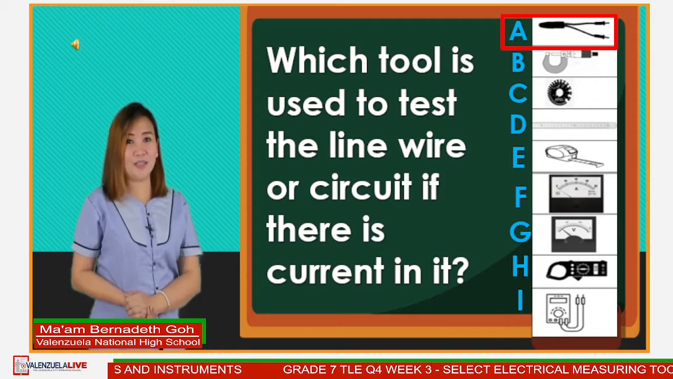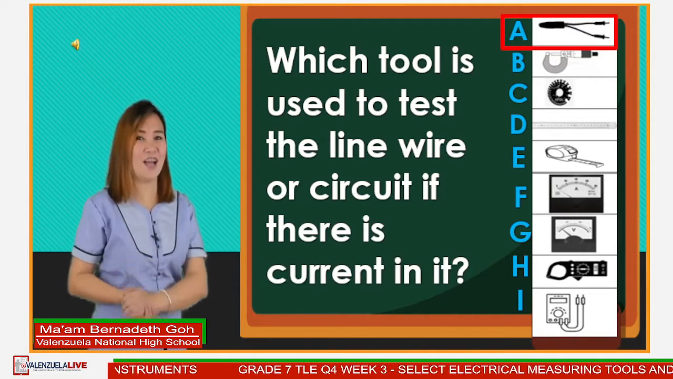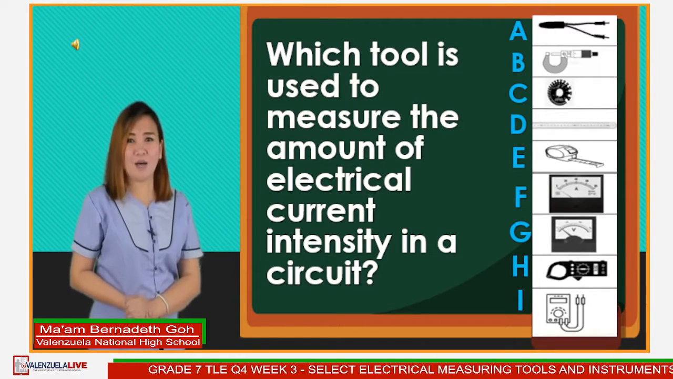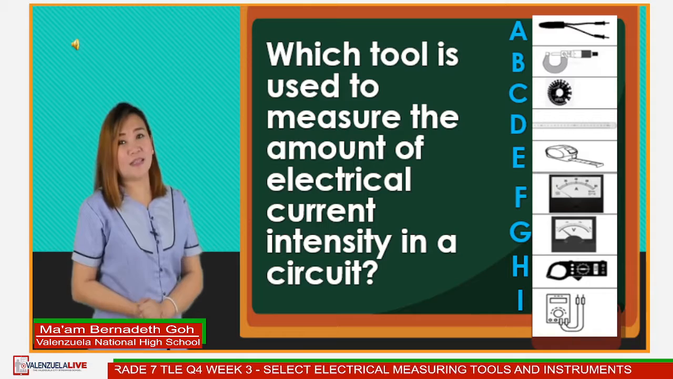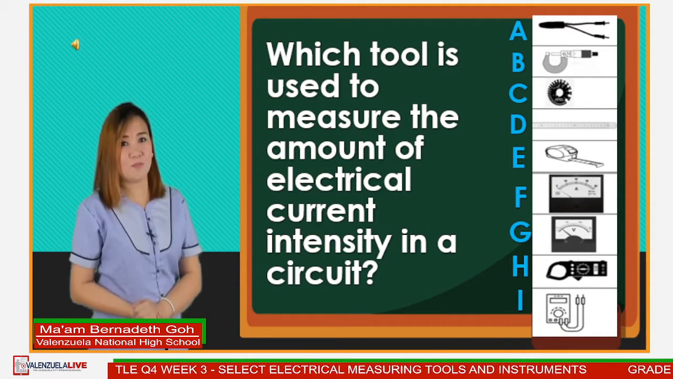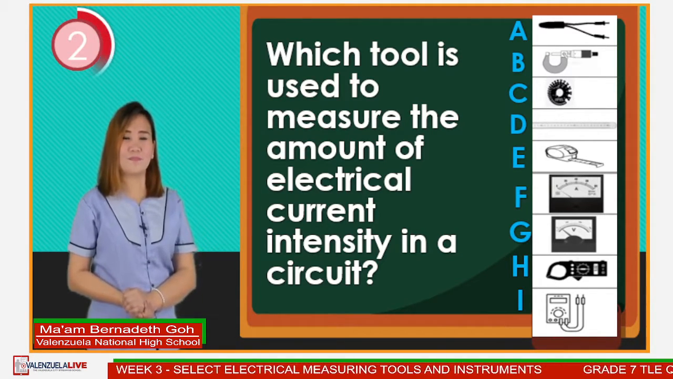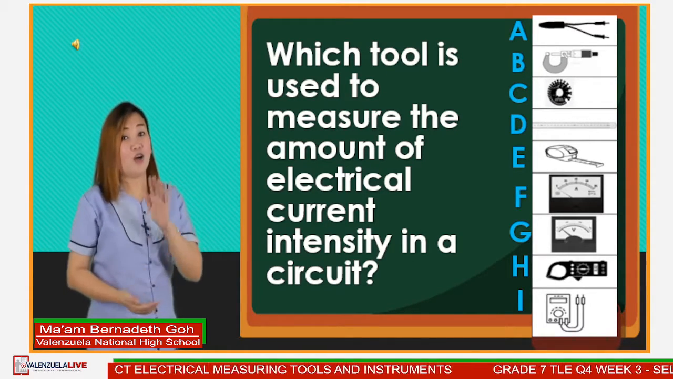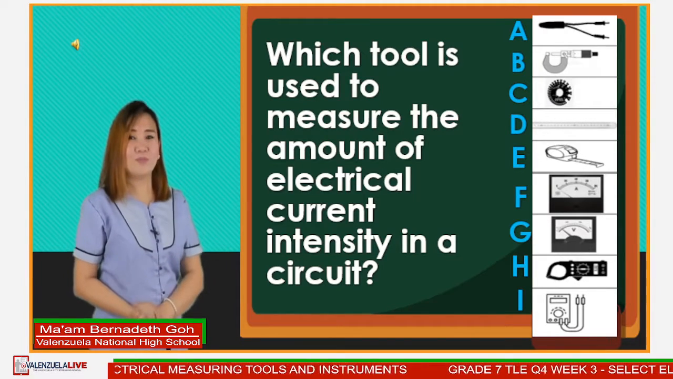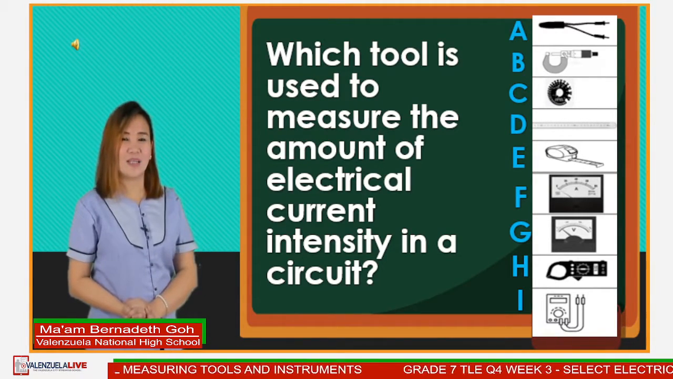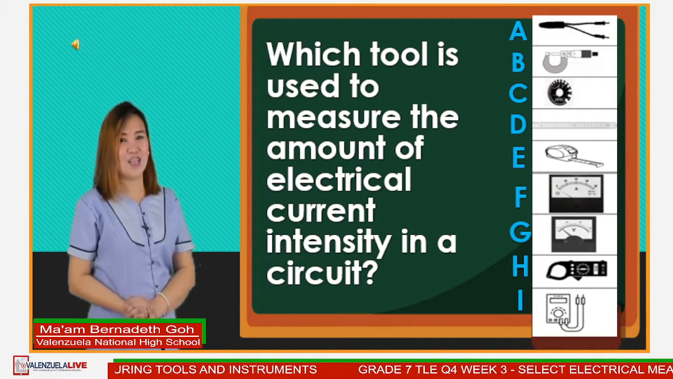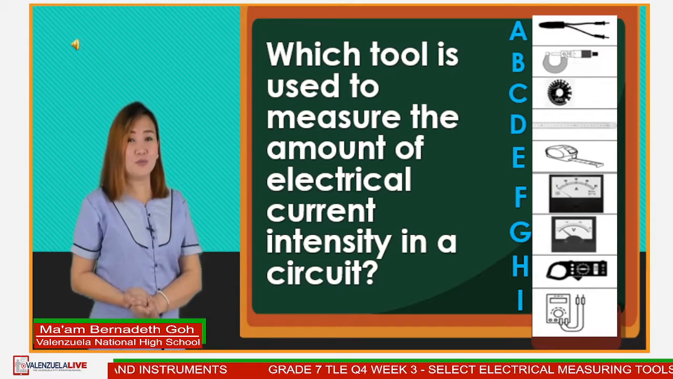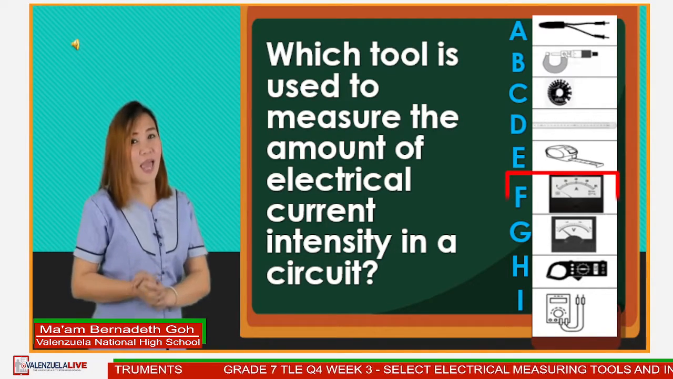Ready for another one? Alright, let's have this. Which tool is used to measure the amount of electrical current intensity in a circuit? I'm sure that you know the correct answer. Comment the letter now. Wow, that is great. That electrical measuring tool is F, the ammeter.